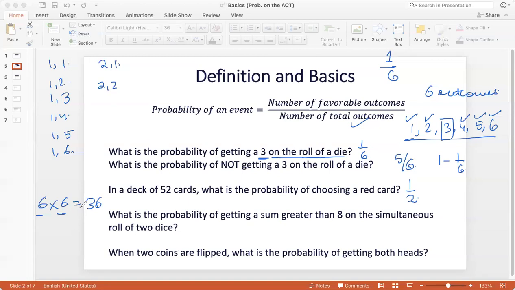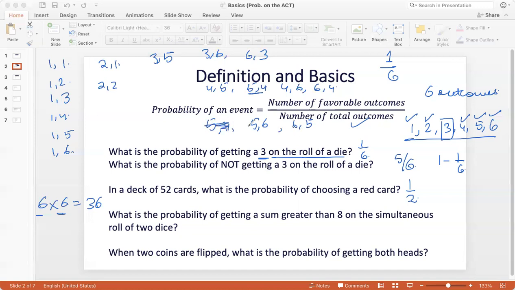Now you're looking at a sum greater than 8. Let's see. If I get a 3 and a 5, that's 8, but I want greater than 8. So if I get a 3 and a 6, or a 6 and a 3, that satisfies. If I get a 4 and a 5, or a 5 and a 4, that satisfies. A 4 and a 6, or a 6 and a 4, that satisfies. If I get a 5 and a 4, which I've already included, that satisfies. And if I get a 5 and a 6, or a 6 and a 5, that satisfies.